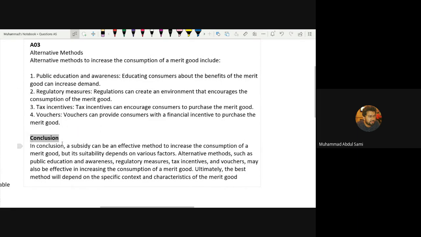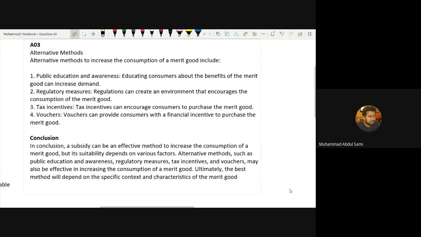Now, up to the conclusion. In conclusion, a subsidy can be an effective method to increase the consumption of a merit good, but its suitability depends on various factors. Whenever you are writing a solution, attach some condition to it. Yes, you are making your judgment, but it may carry some conditions or limitations. Alternative methods such as public education and awareness, regulatory measures, tax incentives, and vouchers may also be effective in increasing the consumption of a merit good. Ultimately, the best method will depend on the specific context and characteristics of the merit good.